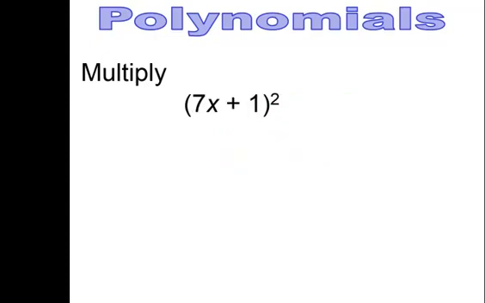Pause and try. First term squared, 49x squared. 7x times 1 is 7. Doubled is going to be 14x. That's the middle term. Last term squared, 1 squared is 1. Or you can write it twice and multiply it through if you prefer. But it's important to try to learn the shortcut for higher level math.